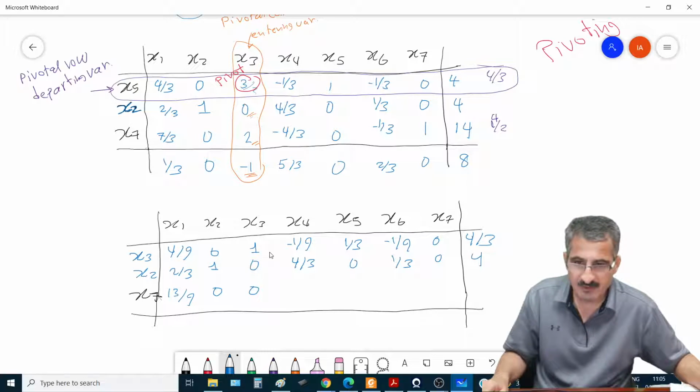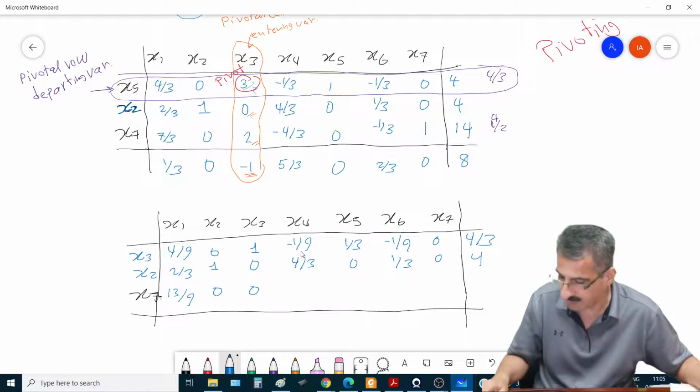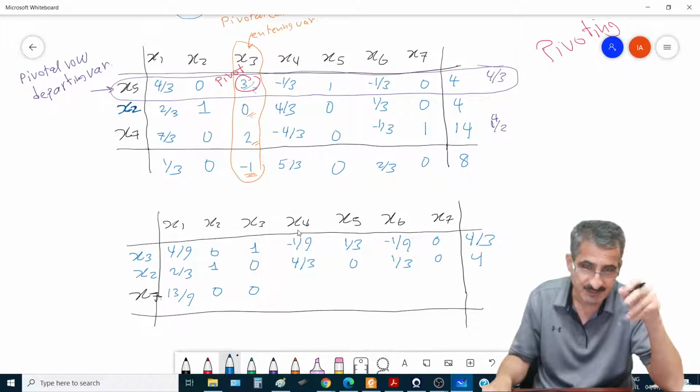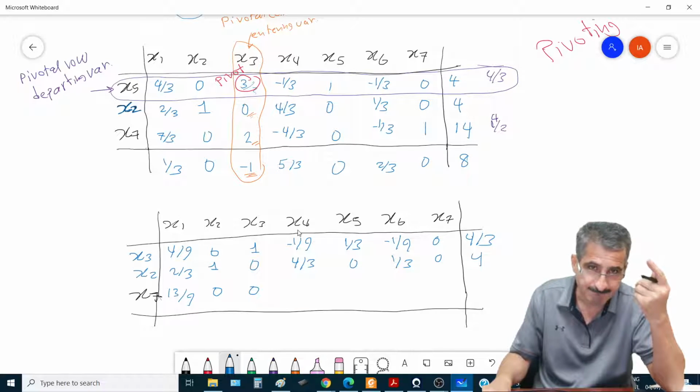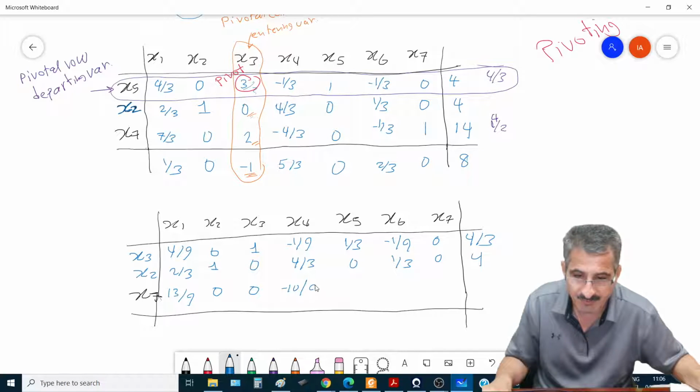Okay. Now multiply negative 1 over 9 by negative 2 and add to negative 4 over 3. I get negative 2 times negative 1 over 9, I get 2 over 9, plus negative 4 over 3, which is negative 12 over 9. So 2 over 9 and negative 12 over 9, I get negative 10 over 9. Oops, okay.